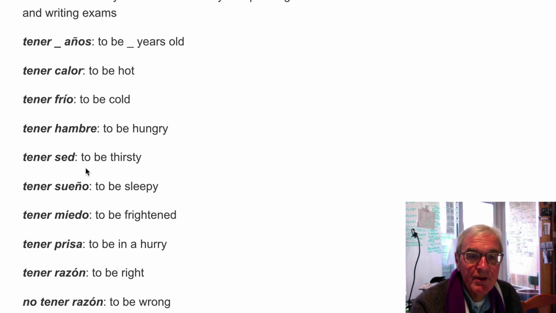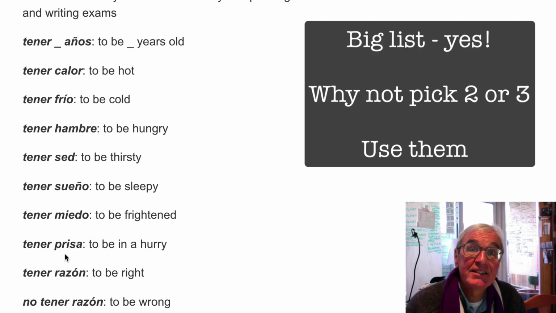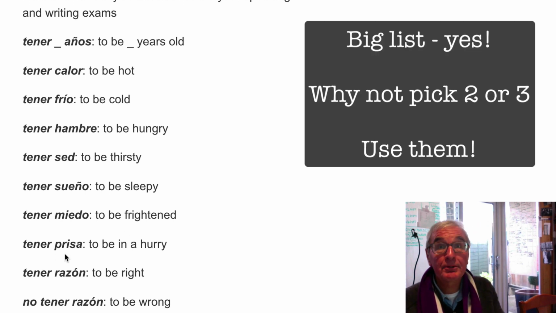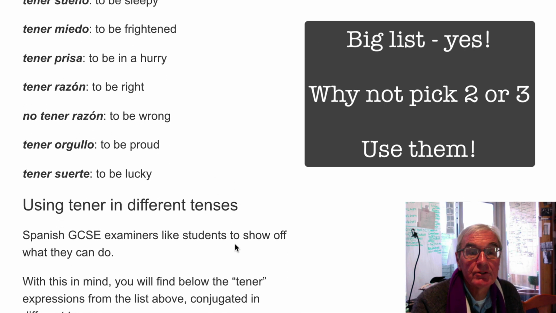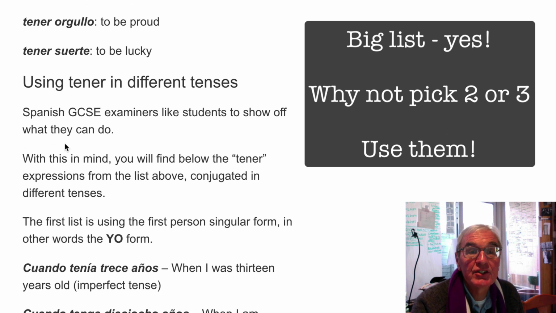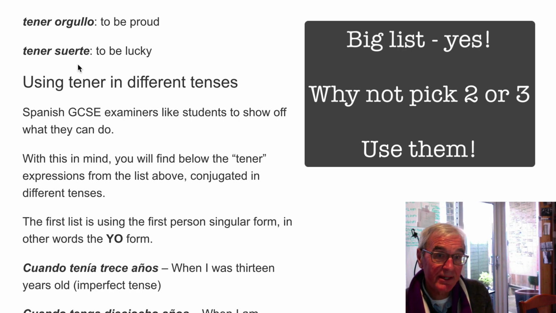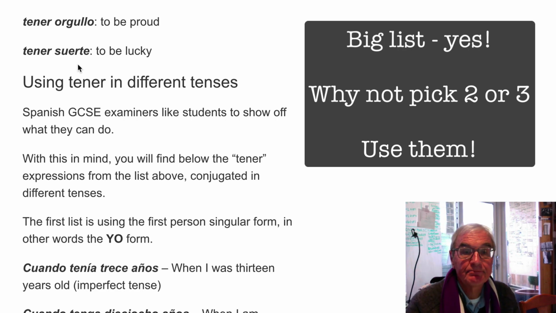And let's run through the rest really quickly. Tener sueño, to be sleepy. Tener miedo, which we used in the previous example. Tener prisa, to be in a hurry. Tengo prisa, I am in a hurry. Tener razón, to be right. Not tener razón, to be wrong. Tener orgullo, to be proud. Tener suerte, and just rolling it off. Tener suerte, to be lucky. Tengo suerte, I am lucky.